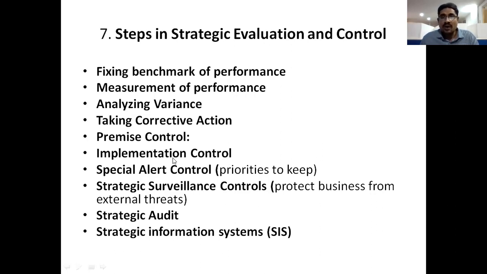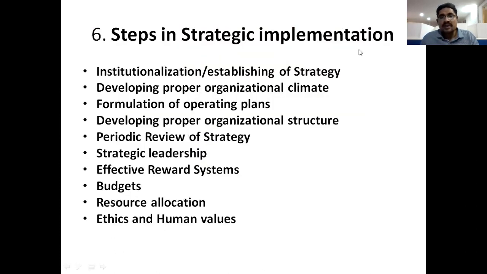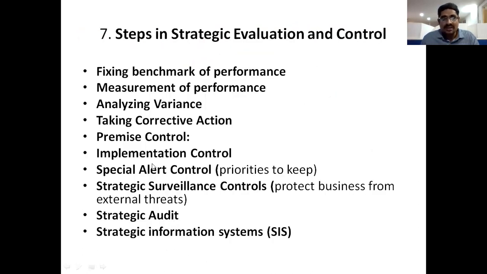So implementation means all strategies here. Implementations, these all things: leadership, reward system, budgets, resources, ethics and values, periodic reviews, organization culture, operating plans, establishment strategies, climate, these all things we control. Each and every step in the implementation steps, each and every step we need to control here. So that is the point here, implementation of each and every step of controlling, right?